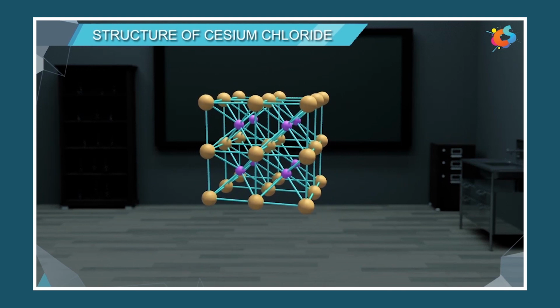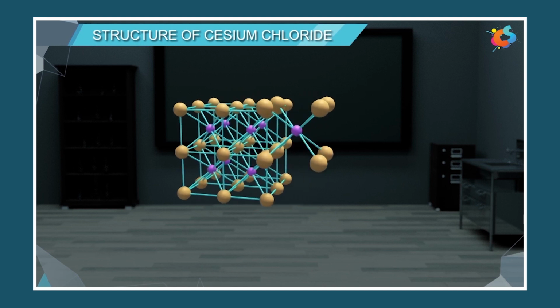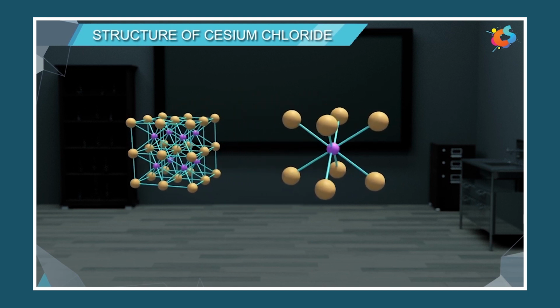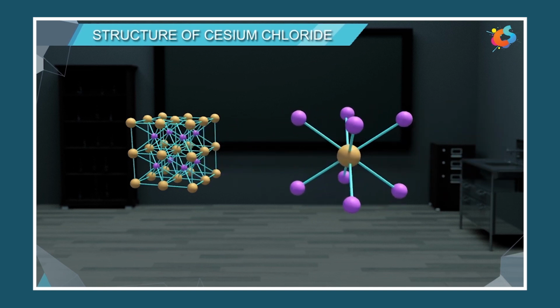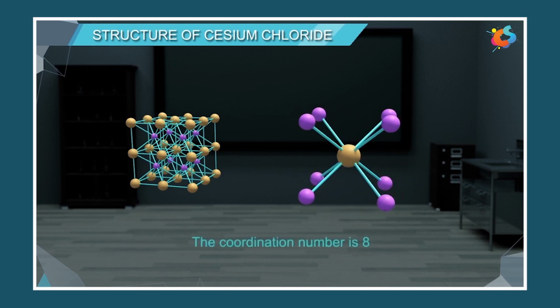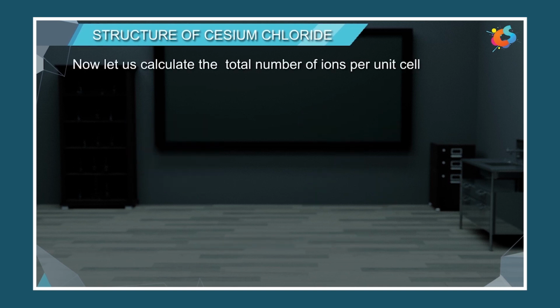Here each cesium ion is surrounded by 8 Cl minus ions, and in turn each Cl minus ion is surrounded by 8 cesium ions. Therefore, the coordination numbers of cesium ion and chloride ion are 8:8. Now, let us calculate the total number of ions per unit cell.